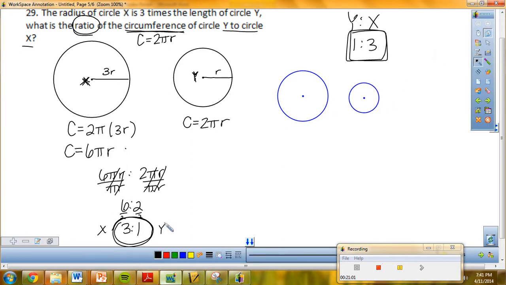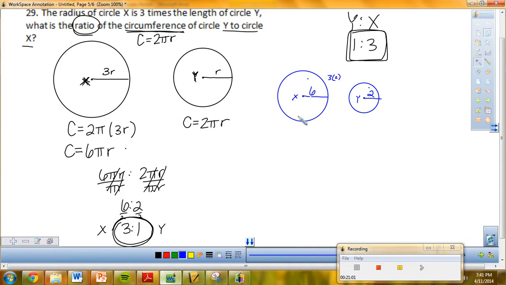So here I'm going to say, all right, well, I still have circle x and circle y. I know that my radius is going to be 3 times whatever this radius is. So I'm going to pick a radius. I'm going to say, instead of calling this r, I'm going to call this 2. And so if I know that this radius is 2 and x's radius is 3 times as big as 2, then I'll do 3 times 2, which means this radius has to be 6.